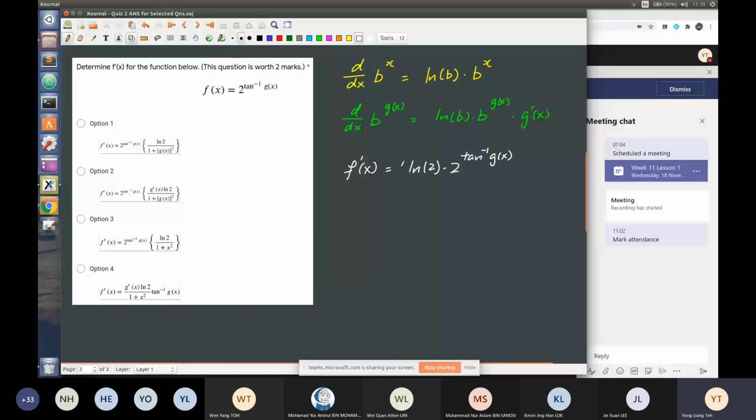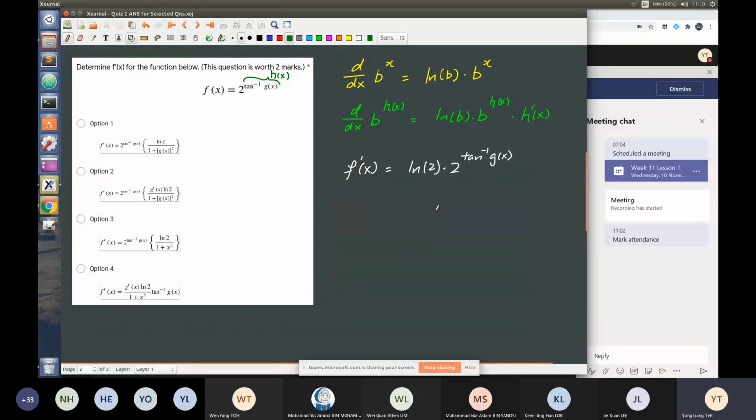Now you have to differentiate this g of x. So let me change this a bit so that you don't mix up. Let me change this to h, because you would mix it up with this g later on. No big deal, just a change of alphabets. This whole exponent is like h. So now you want to do h prime. So what's h prime?